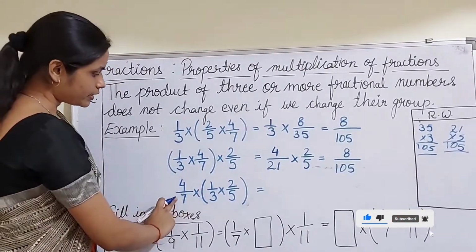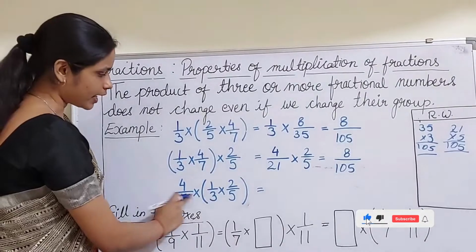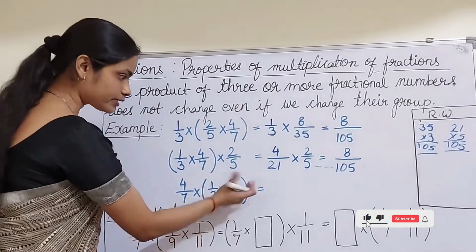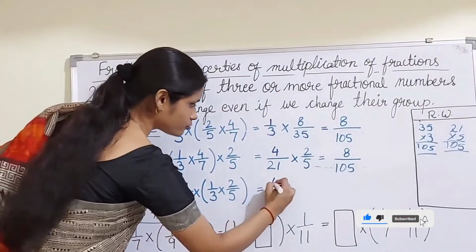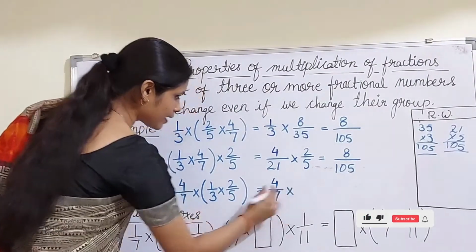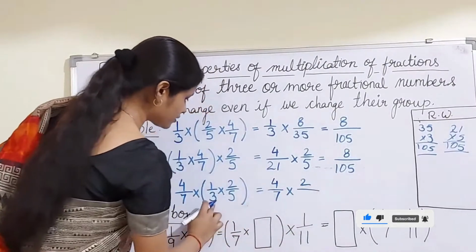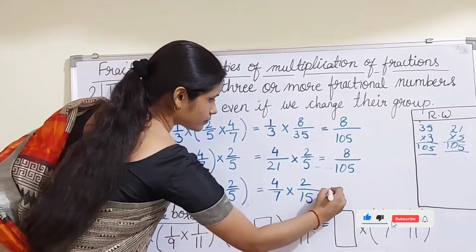Now this time 4 by 7 we have taken outside the bracket, and inside the bracket we have 1 by 3 and 2 by 5. Now let us solve this again. So first we will write 4 by 7 and multiplied. Then first solve the bracket. 2 1s are 2 and 3 5s are 15.